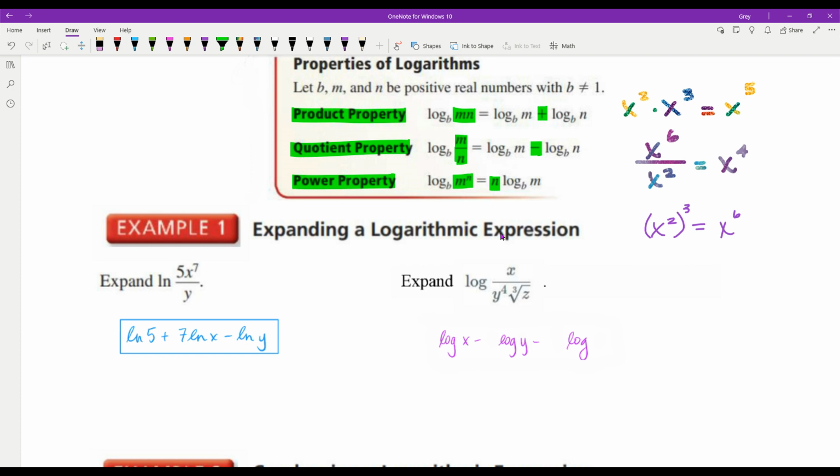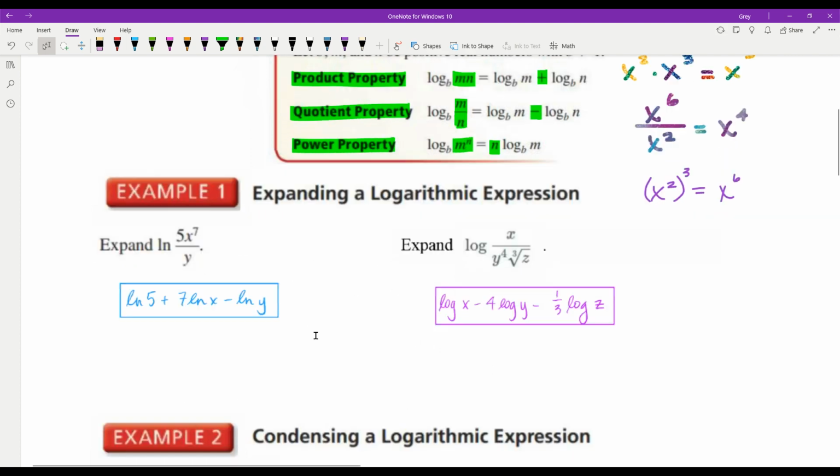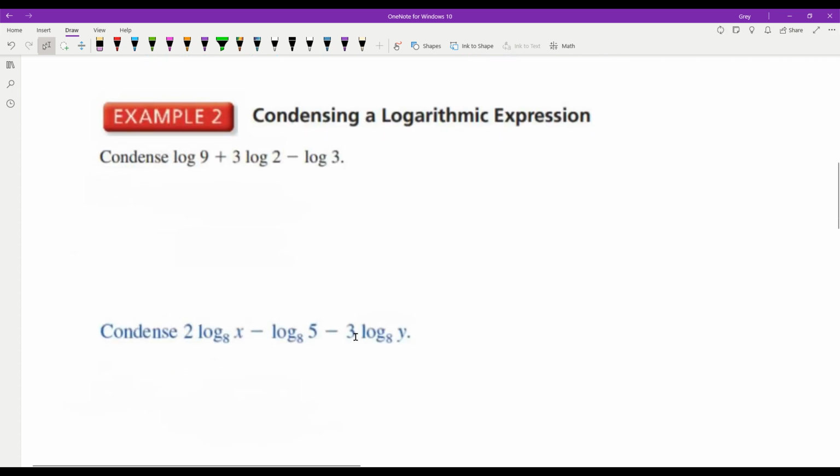I got to use my power property and move it in front. And then the log of z, and the power would be not 3, but 1/3. And again, I have to put it in front. So that's my answer. Now, that might not be so intuitive, but that's a little bit easier for people to do. But what you have to be able to do is go backwards in solving equations.